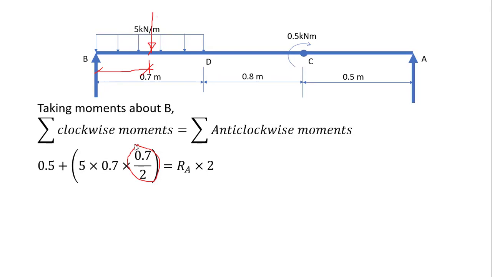0.7 divided by 2, because we've said that for any uniform member, for the uniformly distributed load, it will always act at the center, unless it is the other type which is varying or a stepped one. But this one, which is uniform, balanced like that, will always act at the center. So 0.7 divided by 2. Then this constitutes our moment. Added to that, we have this other clockwise moment.